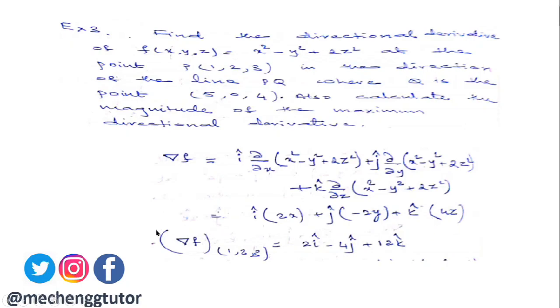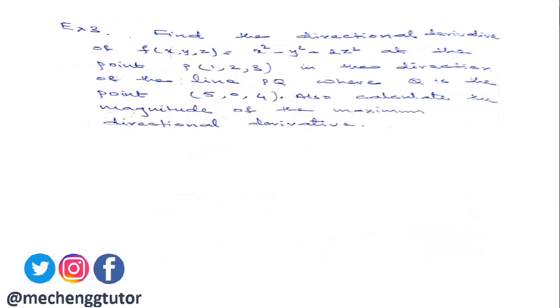Now calculate del f at the given point, that is (1, 2, 3), because it is said at the point. So at (1, 2, 3), when x is 1 it is 2i, when y is 2 it is −4j, when z is 3 it is 12k. So we got del f at a particular point. Next we have to consider the direction.